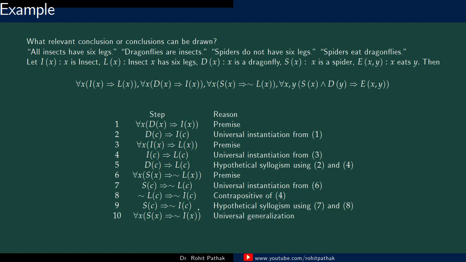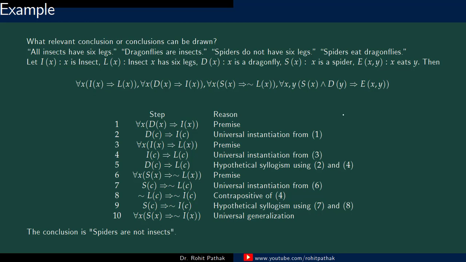Then this is by universal generalization, because C is an arbitrary creature or animal from the domain. So for all x, if x is a spider, then it is not an insect. So this is the conclusion: spiders are not insects.